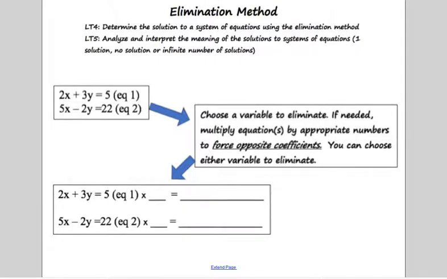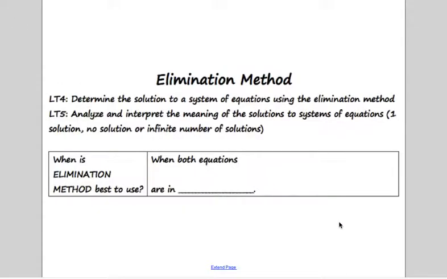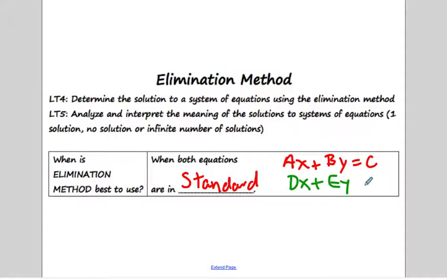Actually, let's go back one slide. When is this method best? This method is best used if we are in standard form. You'll see ax plus by equals c, and our second equation would also be in this form, dx plus ey equals f, where a, b, c, d, e, and f are just coefficients. Notice your x's are lined up, your y's are lined up, your equal signs are lined up, and your constants are lined up.